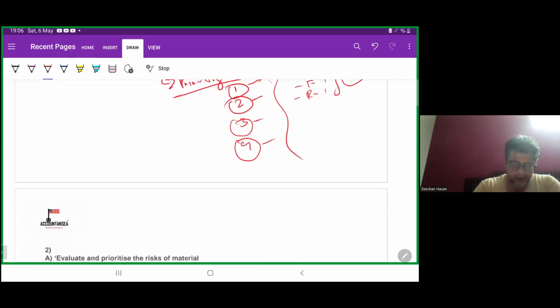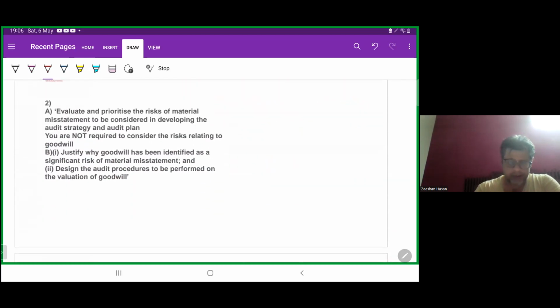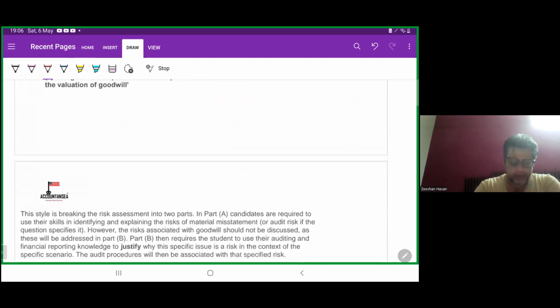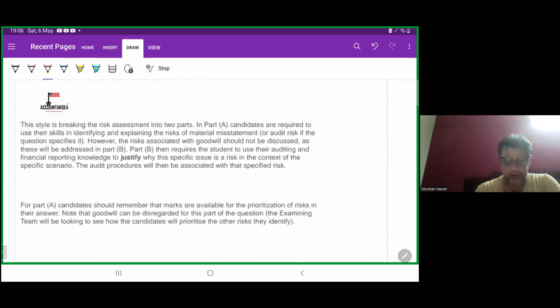Evaluate and prioritize the risks of material misstatement to be considered in developing the audit strategy and audit plan. You are not required to consider the risk relating to goodwill. And part B, as you can see in the example: justify why goodwill has been identified as a significant risk of material misstatement and design the audit procedures to be performed on the valuation of goodwill. So this style is breaking the risk assessment into 2 parts.